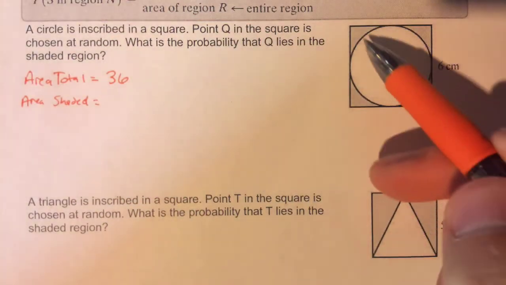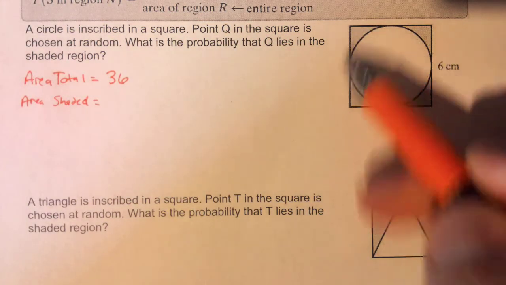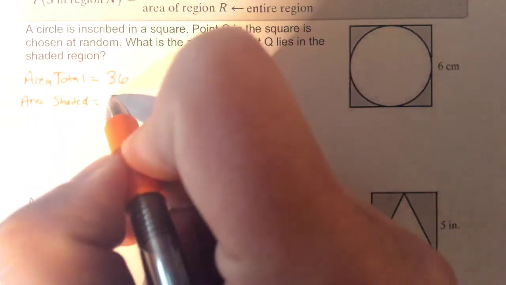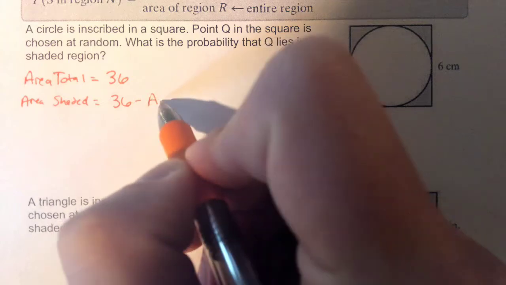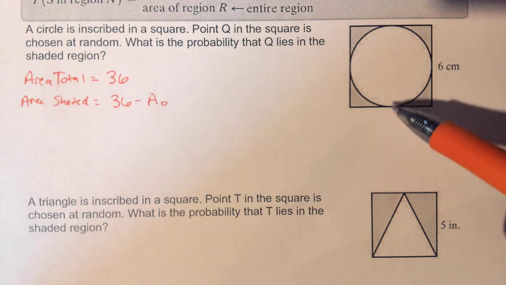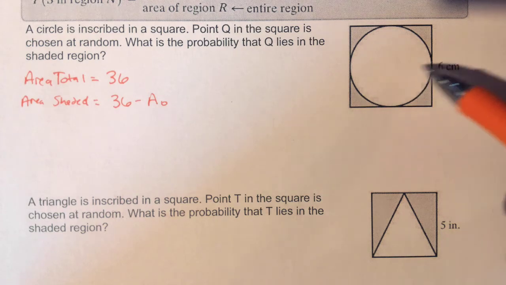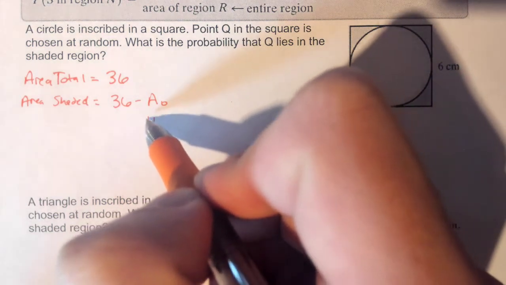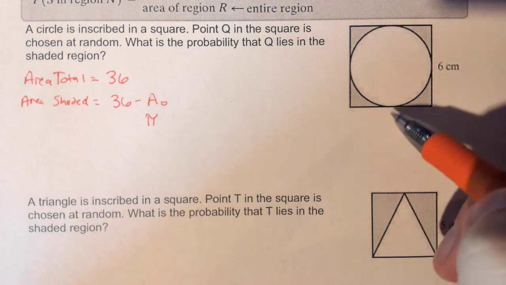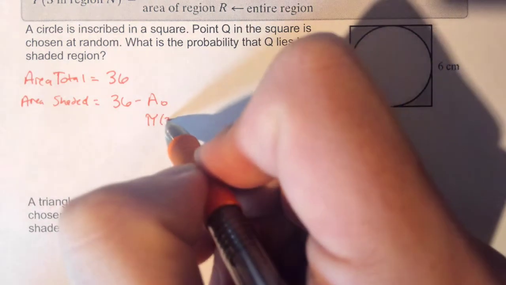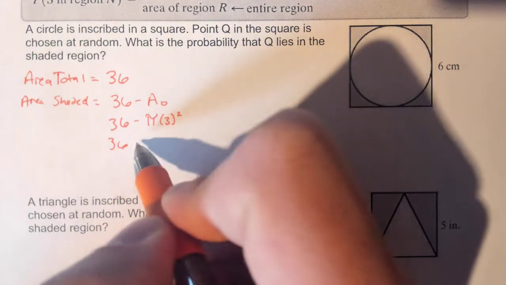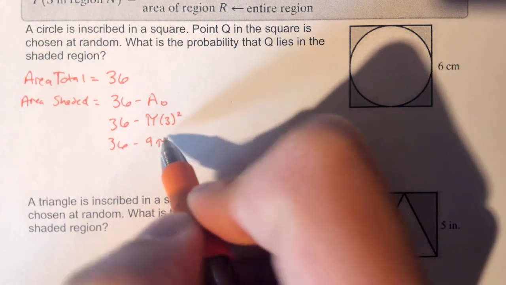To find the shaded region, we would have to find the total area and subtract the area of the circle, right? So it's going to be the total area minus the area of the circle. And we know what the area of a circle is. It's pi times radius squared. So in this case, our radius would be 3 because the whole length is 6. That would be a diameter. So the radius is going to be 3. So 3 squared. So that's going to be 36 minus 9 pi.